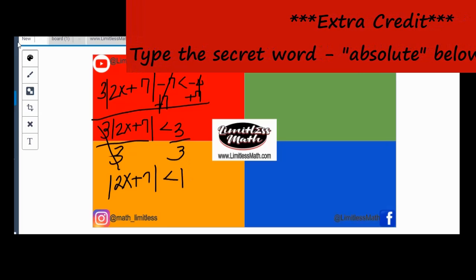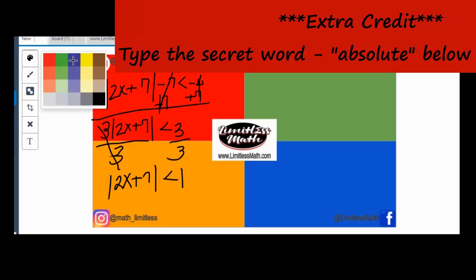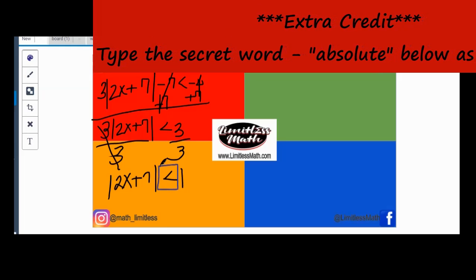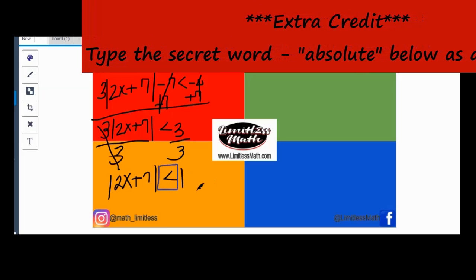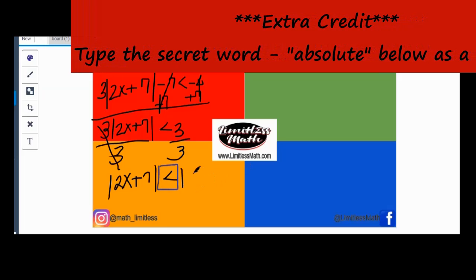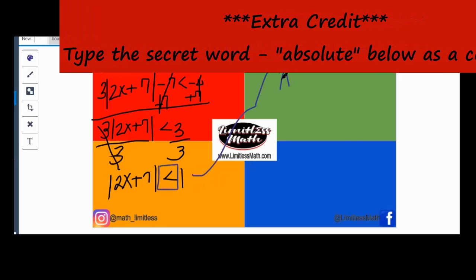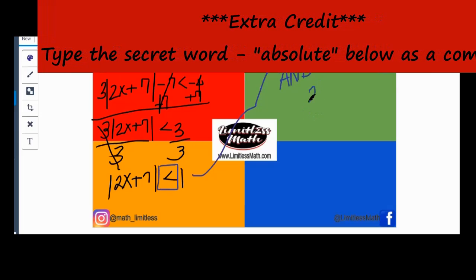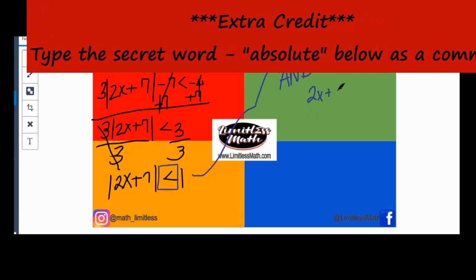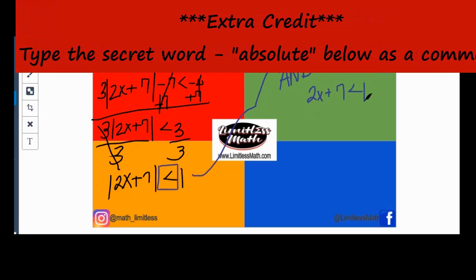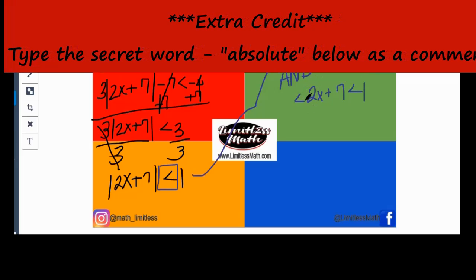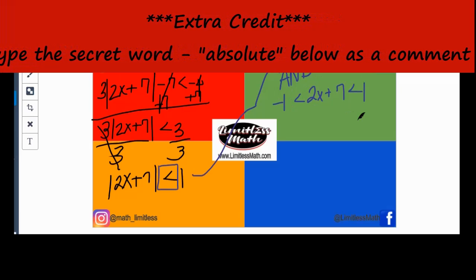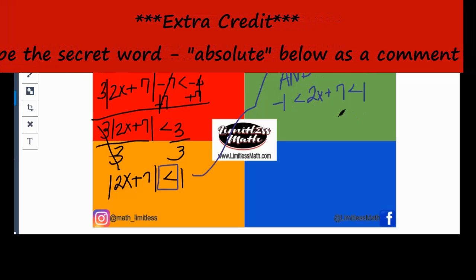Right? So we notice that this is a less than inequality. It's a positive number, so we're fine. It's not a special case. It's less than, though, so it's going to become an and problem. Okay, so I'm going to rewrite this as 2x plus 7 is less than 1, but 2x plus 7 is greater than -1. Right? Because it was an and problem, I could write it all together like this.